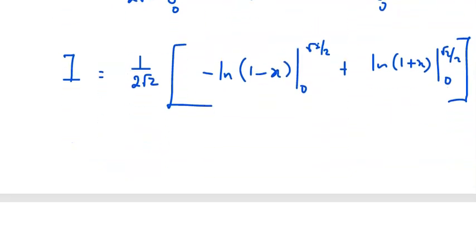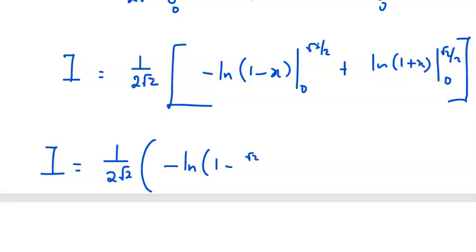So now putting in the limits, we get I is equal to 1 over 2 root 2. When you put the root 2 by 2, we get negative natural log of 1 minus root 2 over 2, right? When you insert the limit 0, we have the natural log of 1, which is what we have here. And then we have the natural log of 1 plus root 2 by 2 right over here. So when you put x equals 0, we get 0.